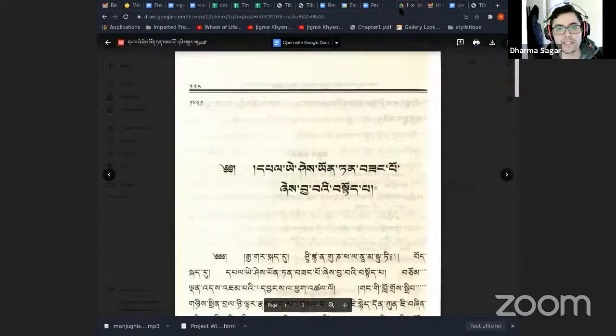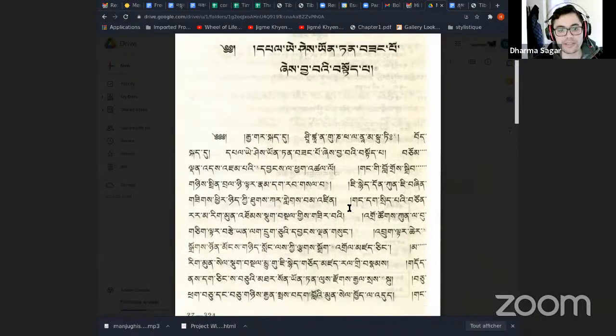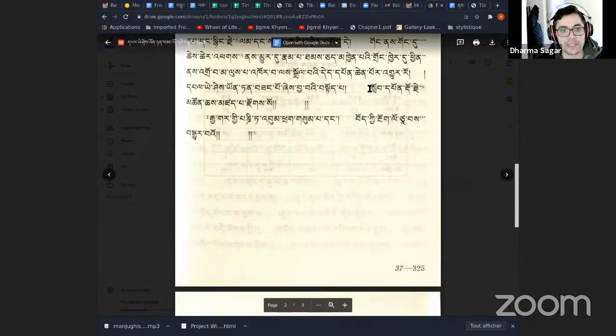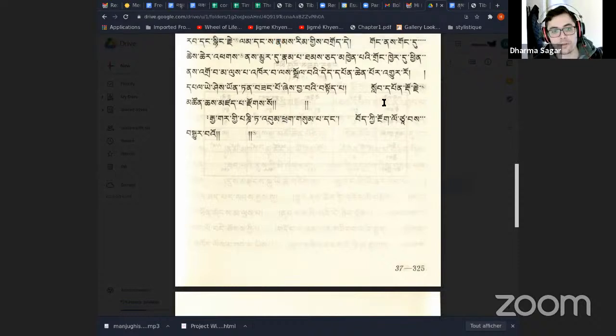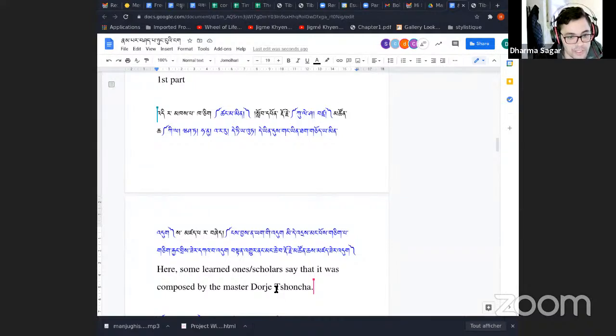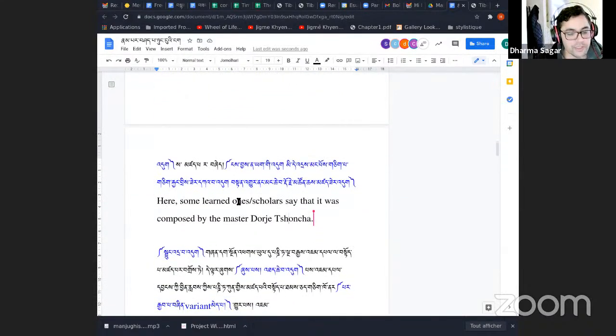And what Kembo was saying, which is nice, is that Dorje Tsencha is actually the one that is found in the colophon of most of the editions of this praise in the Tengyur and most collections. And then we can see here Lopen Dorje Tsencha. So here ends the composition of the master Dorje Tsencha. So this corresponds to what Kembo was saying.